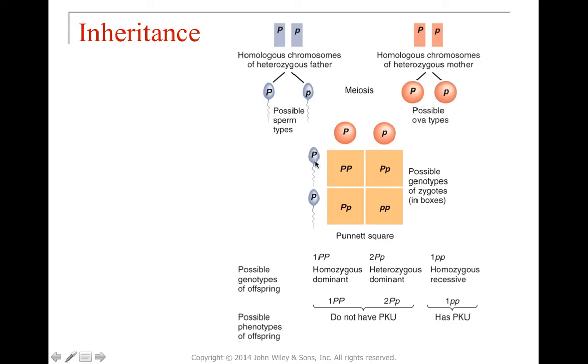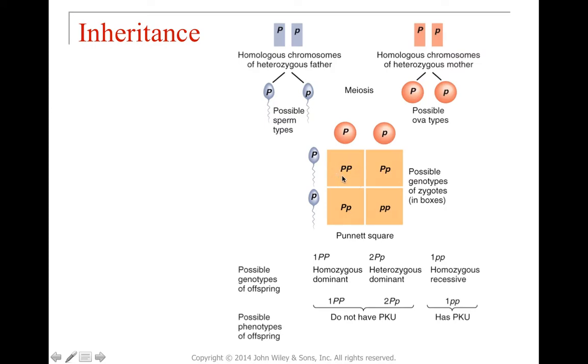So here on the left, we can see what happens with the male sperm. Again, the male is able to either donate the dominant allele, or in this case here, the recessive allele. And then the mother, the same thing. She can donate either the dominant or the recessive allele. And then when you bring those together, so for example, if this egg and this sperm meet, we're going to have two dominant alleles coming together.